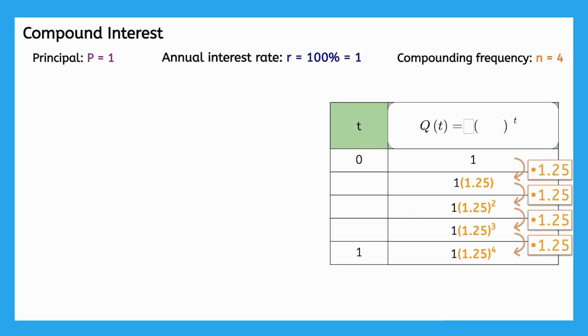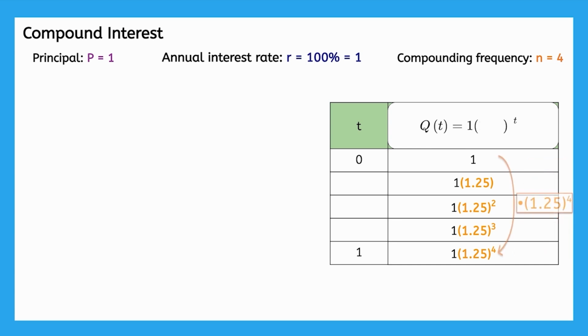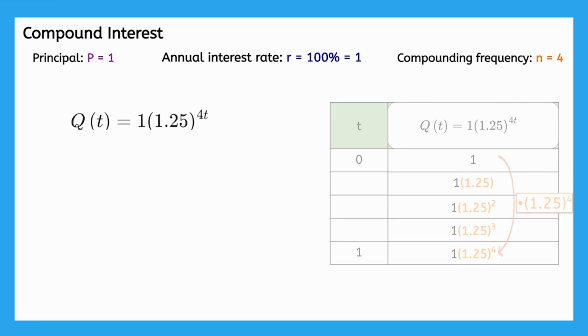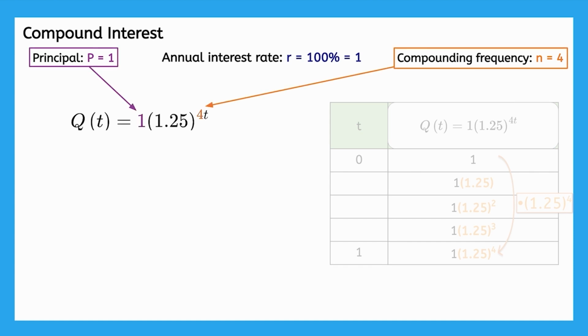The initial value is just our principal of $1, and our yearly growth factor would be 1.25 to the power of 4. What are the roles of P, R, and N in this equation? Well, P is right in front as the initial value. I also see the N as the 4 in the exponent. But where does the 1.25 come from?